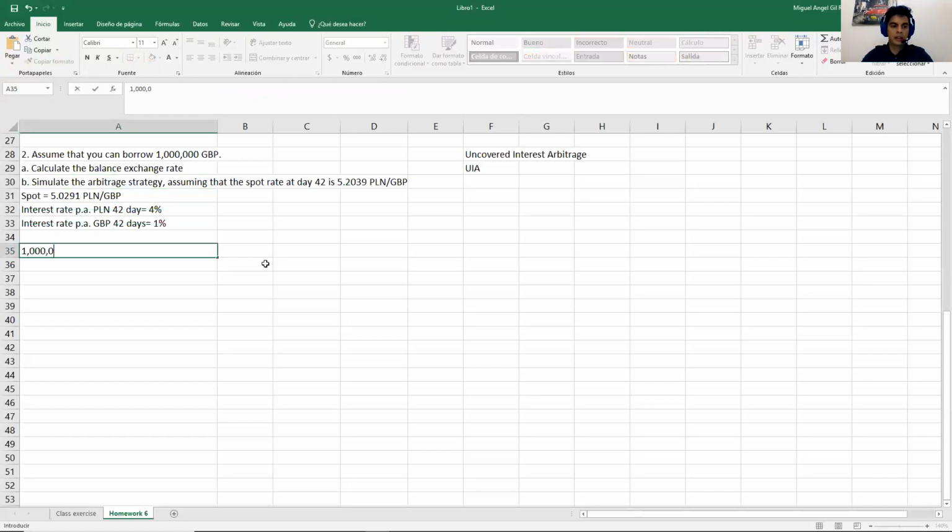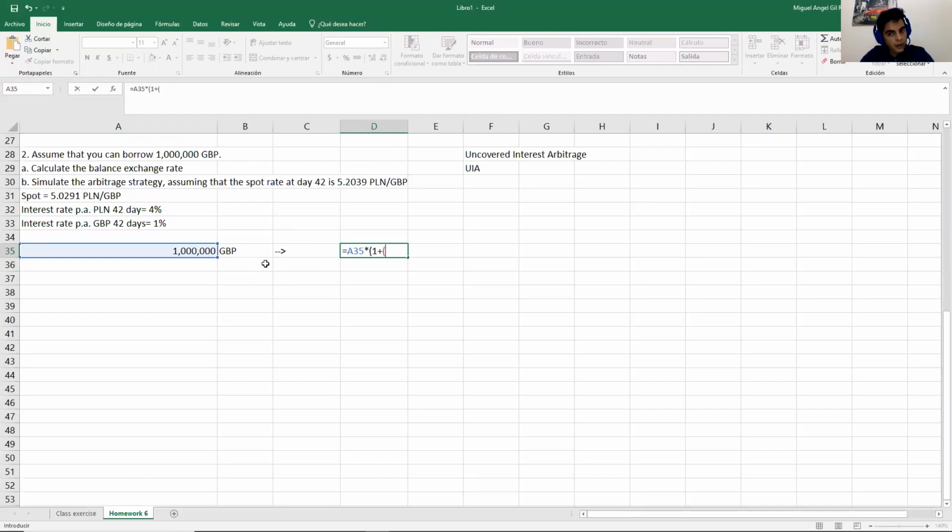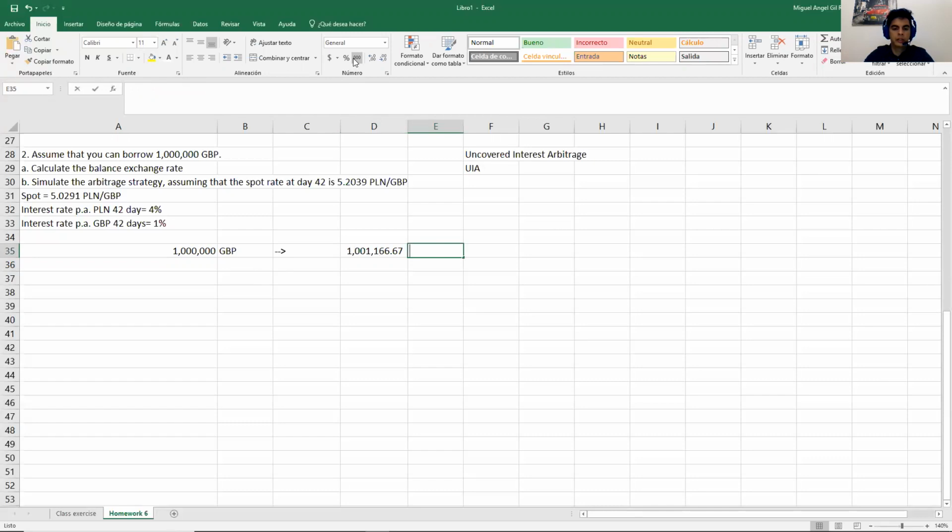So first we're going to start again with 1 million, but now it's pounds, it's not dollars anymore, be careful. And the first thing as always is to invest in the local country, which is the UK. So now I'm going to do the future value formula. The British rate, as you can see here, we don't have bid and ask and we don't have two time frames. So it's very straightforward, it's very simple. So it will be the British rate, 0.01, times 42 over 360. So this is the amount of pounds that I will get if I keep my investment in the UK. But now what will happen if I go to Poland and then I invest in Poland?